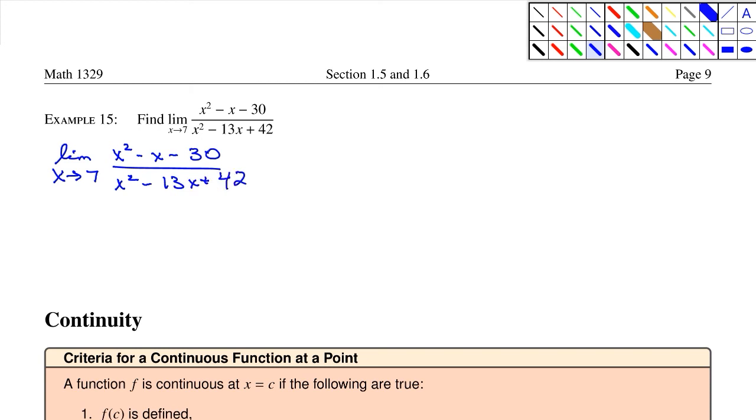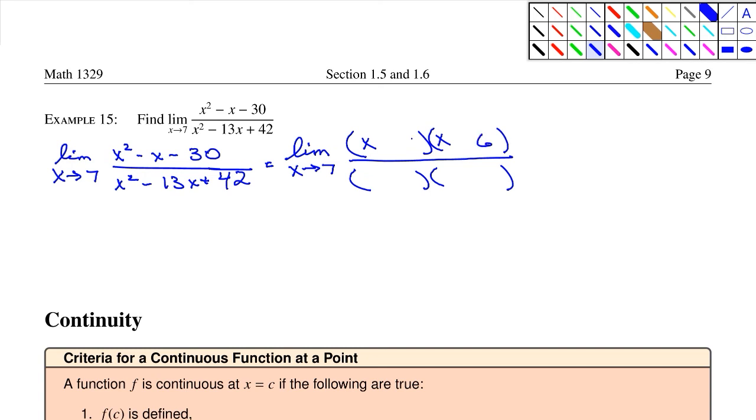So rewrite the original function, and then let's factor. We have x and x. What two numbers multiply to give you 30 and subtract to give you 1? That would be 6 and 5. And the 6 has to be negative, the 5 has to be positive.